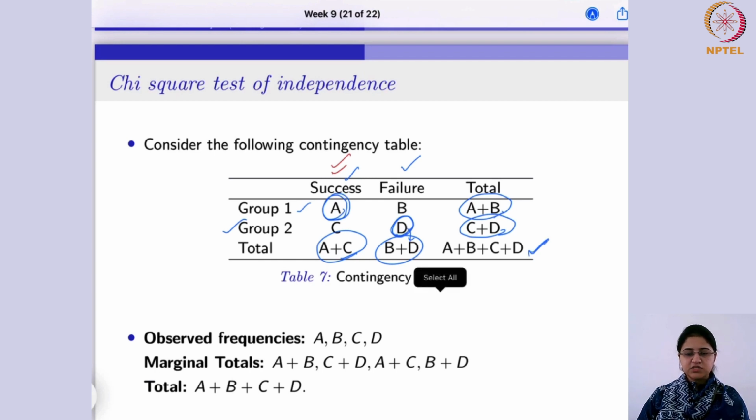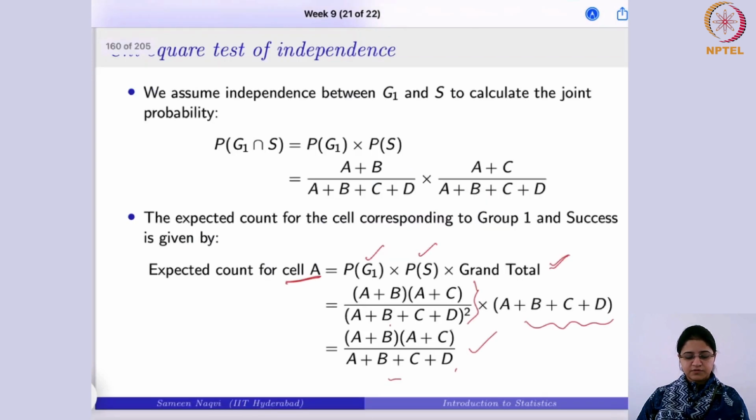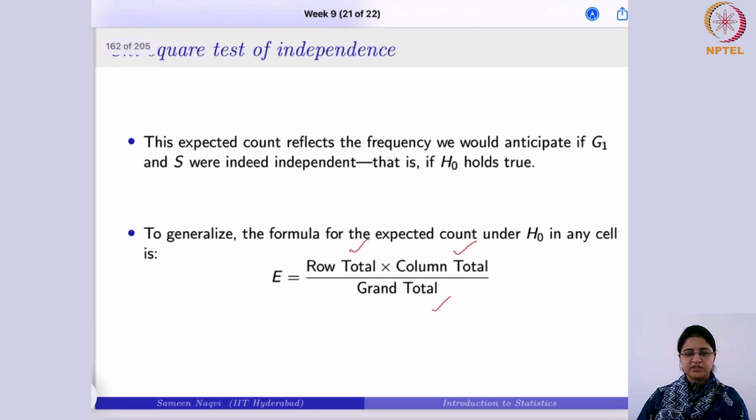So A, B, C, D, these are the observed frequencies that you have already obtained. From there you will calculate the expected frequencies. For calculating the expected frequencies, the formula is that you have to multiply the corresponding row total and column total and divide by the total count. Okay, so you will get the expected frequencies like this.